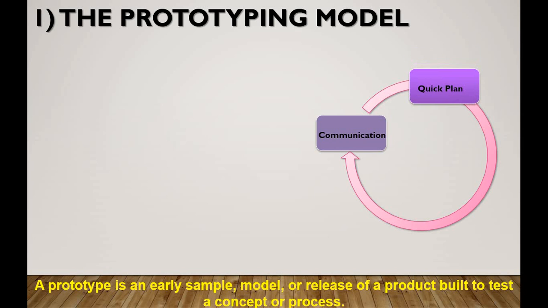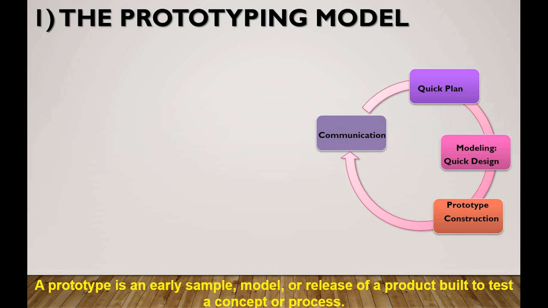So in the prototyping model, the first phase will be communication, second phase will be quick plan, third phase will be modeling, fourth phase will be prototype construction, and fifth phase will be deployment. Here the prototype model also uses the same phases which we have discussed in our SDLC, but the main difference is that there will be a quick plan, quick design, prototype construction, and delivery aspect.